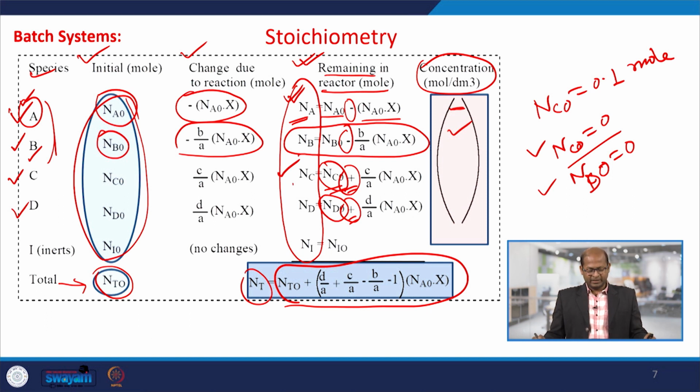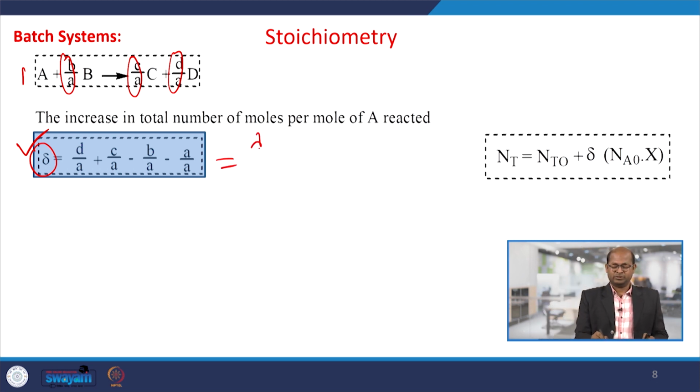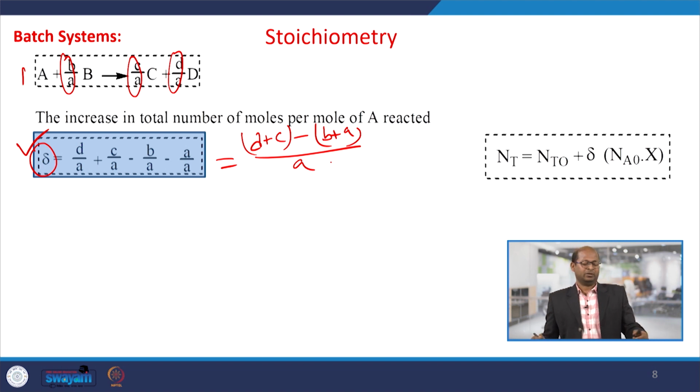Here these components in the bracket, this term is the change of moles. This is the stoichiometry: here 1, here b/a moles, here c/a, here d/a. So, here delta is the change of total number of moles per unit mole of A, or delta we can write this way, meaning the total change of moles during reactions per unit mole of A that is reacted. And Nt we can write, therefore, Nt equals Nt naught plus delta Na0 into x.